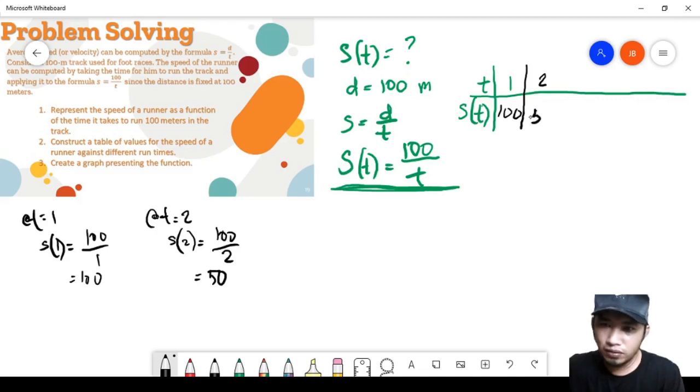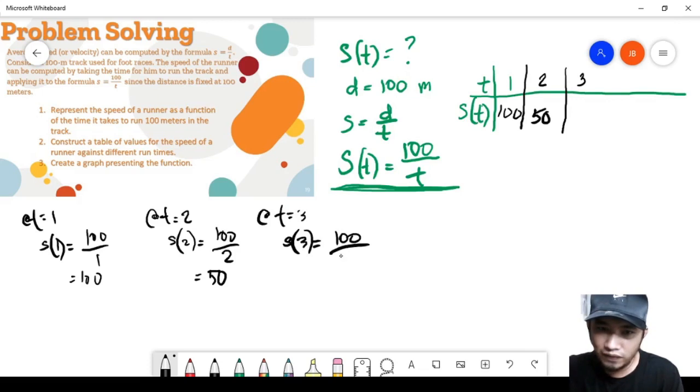Oh, bumagal na siya. No? Okay. At time is 3 seconds. S of 3 is equal to 100 divided by 3. Ilan? That is 33.33. So, bumagal na naman siya.